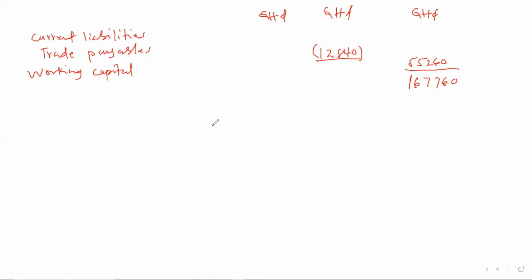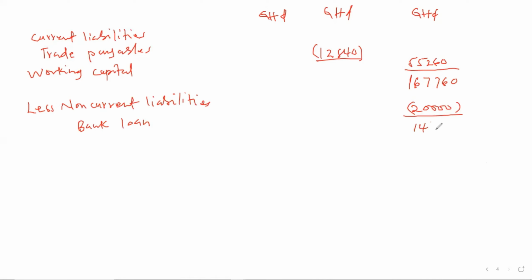So after this, then we come and less non-current liabilities. And the long-term liabilities in the question is what? Bank. Please, bank in the question is different from bank loan. This one is loan. So that amount is also 20,000. So we less from this to get 147,760.